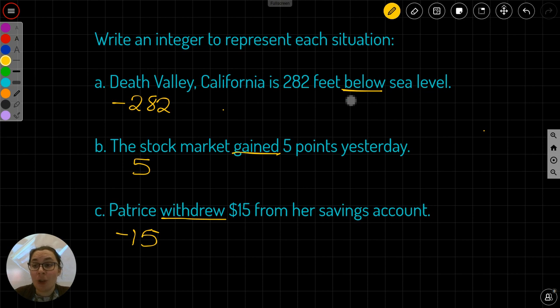And if it's positive, you don't have to write anything but the number itself, just the integer. You don't need to write positive 5. And that's it.